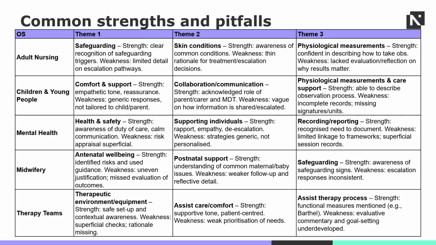So again, let's unpick this a little bit more using the strengths and weaknesses we saw. For adult nursing, candidates were generally confident in describing safeguarding, skincare and physiological measurements. Where performance dipped was in providing the rationale behind their decisions and linking results to outcomes. In children and young people, safeguarding awareness and parental collaboration were secure. However, many responses remained generic with limited detail on how to escalate concerns or justify actions.